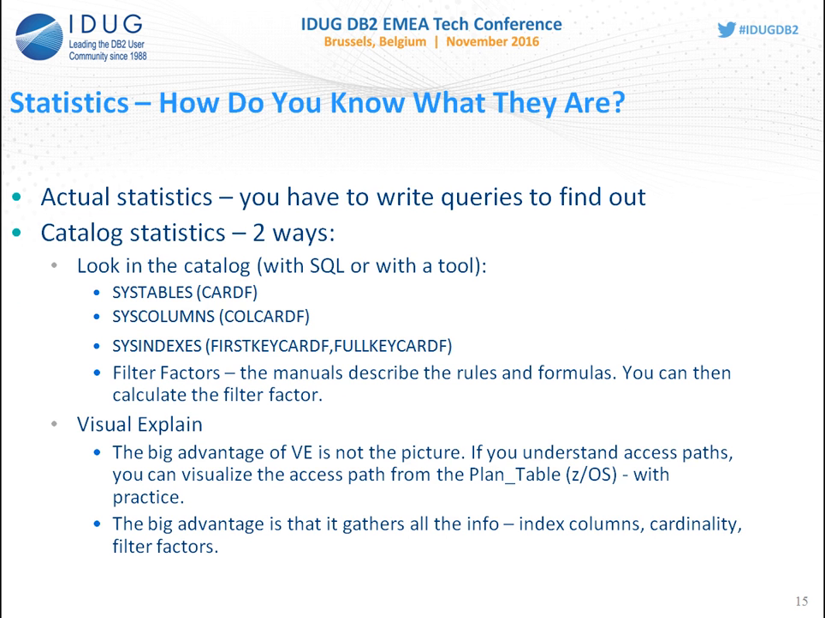The manuals describe the rules and formulas for the filter factors. And you can take those formulas and calculate the filter factor. And that's what you had to do years ago, but now you can just run Visual Explain. And the big advantage of Visual Explain is not the pretty picture, it's that it gathers all the information for you about all the columns and indexes, what the cardinalities are, and what the filter factors are. So it's very easy to look it up when you do the explain.